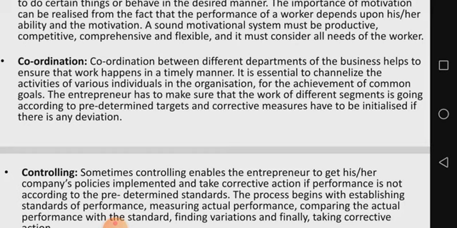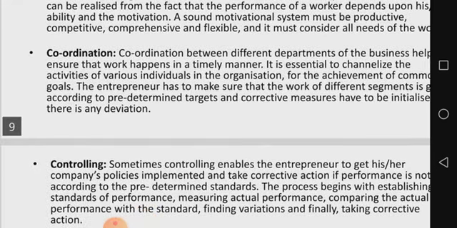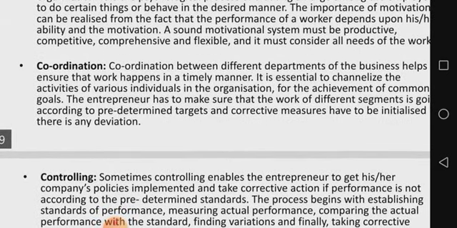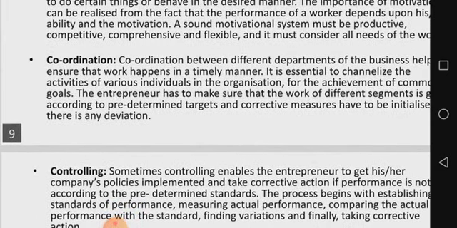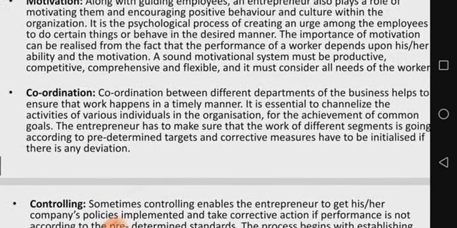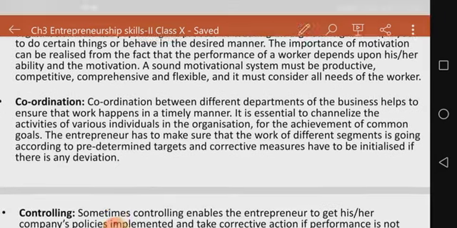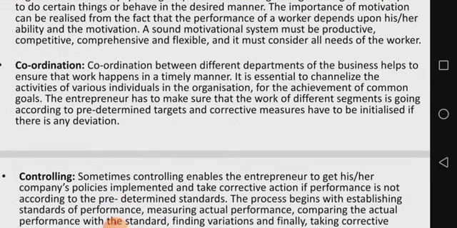Now, as we said in the beginning, you need to motivate the employees for executing some task. And you know that there are different branches in a business.